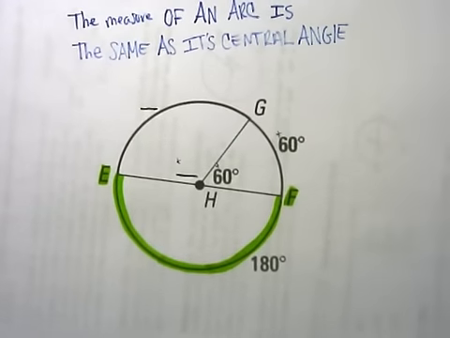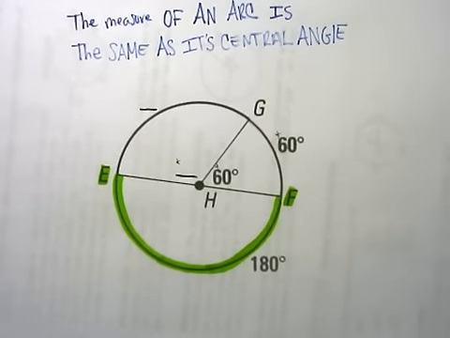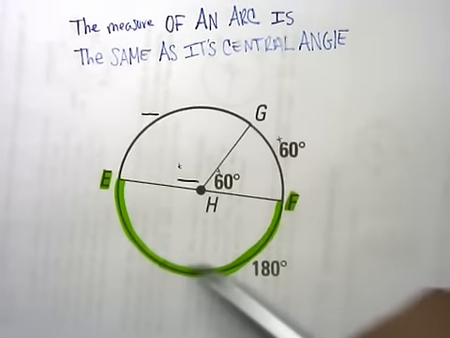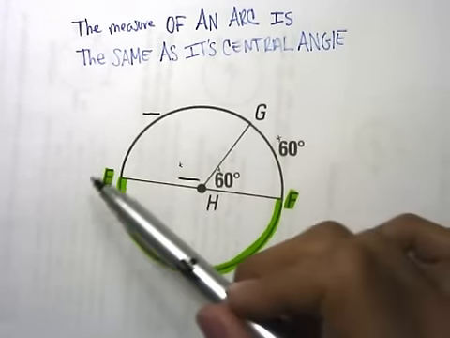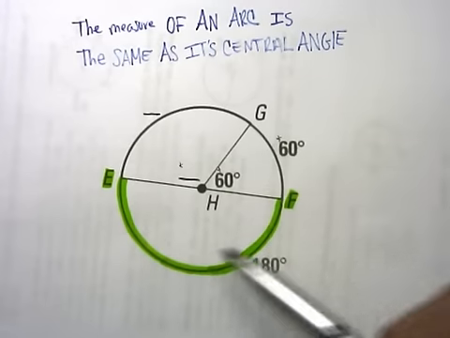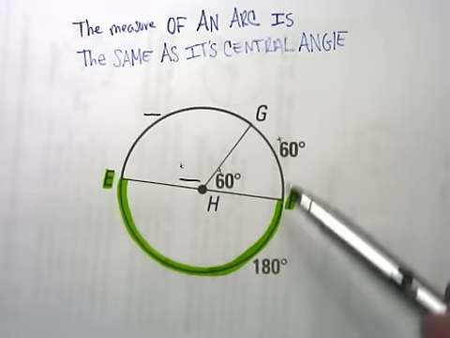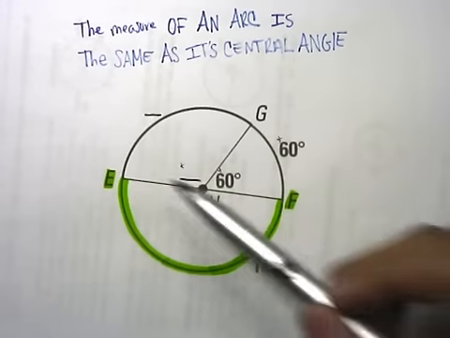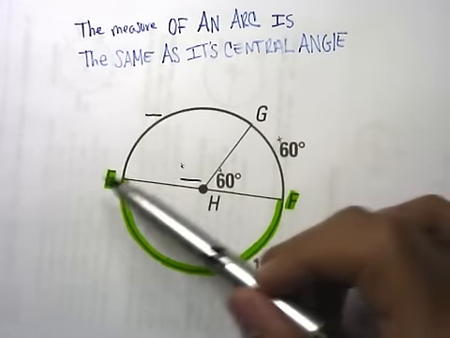Let's take a look at another circle. Here I have circle H. And you can see here in green that I have a diameter. I know that it's a diameter because its endpoints... I'm sorry. Notice in green here, I have a semicircle.